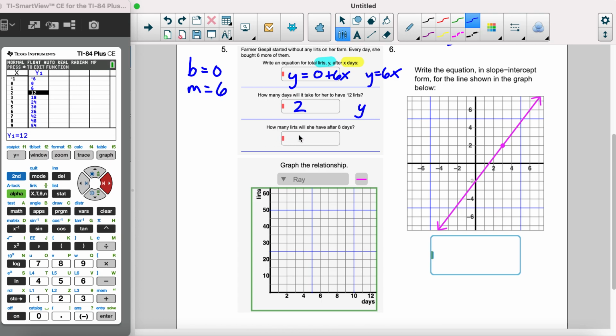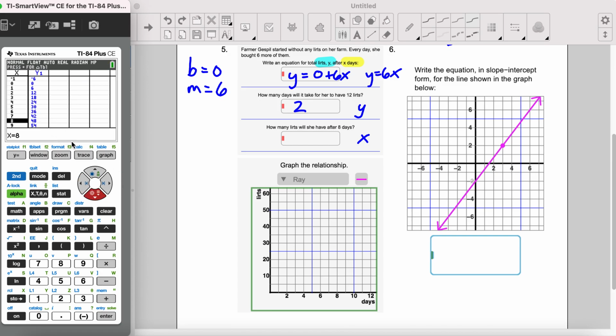And then the next one says, how many lerts will she have after 8 days? And again, days is our x, so I'm going to go back to my calculator and find 8 in my x column. And then how many lerts does she have after 8 days? That would be the number in my y column. That would be 48.